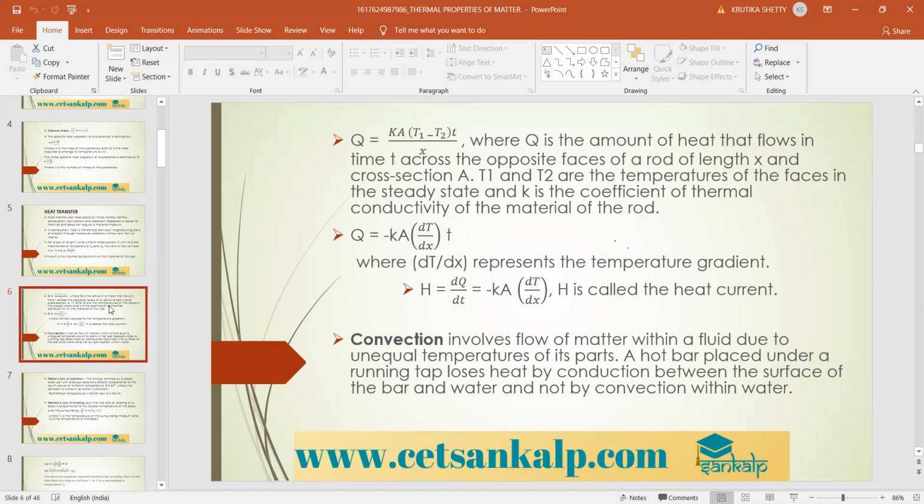Then next we have Q = -K A (dT/dx) T. So what is this dT divided by dx? Here instead of writing T1 minus T2, I am writing it as the rate of change of temperature, that is dT divided by dx. You can see this is also called the temperature gradient.